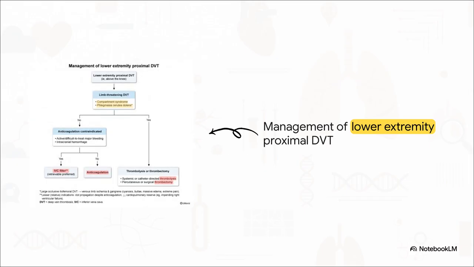Wrapping up with this management tree, a confirmed proximal lower extremity DVT requires standard anticoagulation for at least 3 months, unless active bleeding forces you to use a retrievable IVC filter instead.